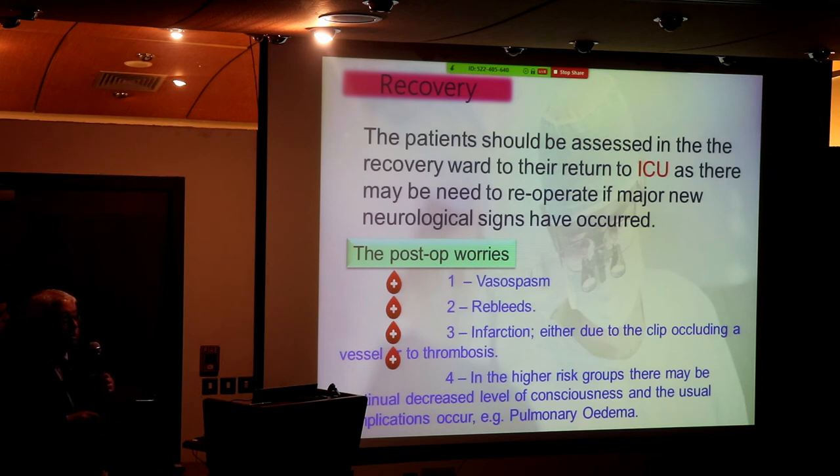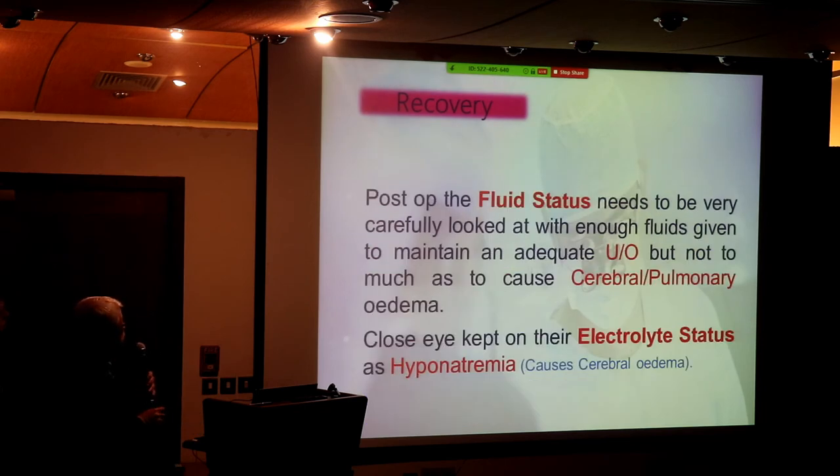Vasospasm. It is almost a nightmare and it happens in all ruptured aneurysms. Rebleed is another problem. Infarction, either due to clip clotting or vessel thrombosis. In the higher risk group there may be continued decreased level of consciousness, and the usual complication that occurs is pulmonary edema. Postoperative fluid status: just keep good urine output. You want to give him this, no more, no less. Keep an eye on electrolyte status, because hypernatremia might occur and usually it does occur.